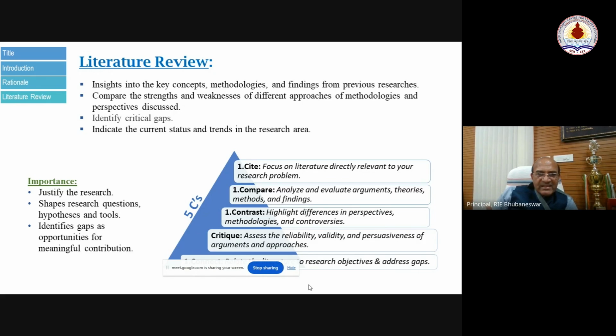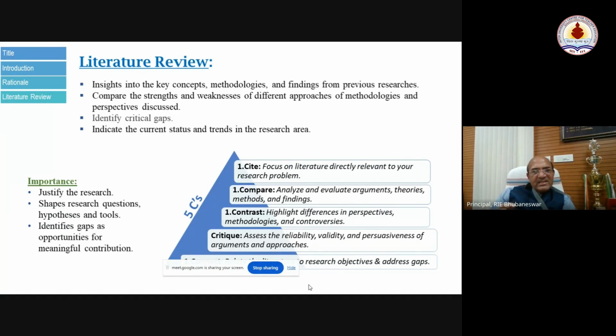So we can say that five C's are important. The first C is cite. Focus on literature directly relevant to your research problem, because nowadays we have vast literature. So we have to concentrate and focus on the literature directly relevant to our keywords.